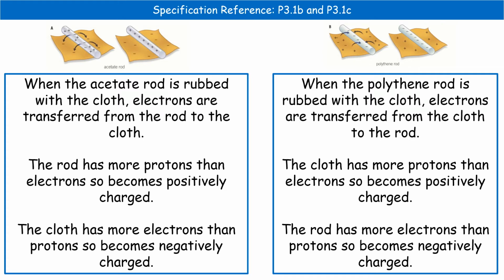Now, what we find is, as far as acetate goes, that one is going to lose electrons. It's going to transfer the electrons from the rod to the cloth. So that means the rod becomes positive, the cloth becomes negative. If we have a look at the situation with polythene though, it's the opposite. In the case of polythene, the electrons are transferred from the cloth to the rod. So that means the polythene rod is negative and the cloth becomes positive.